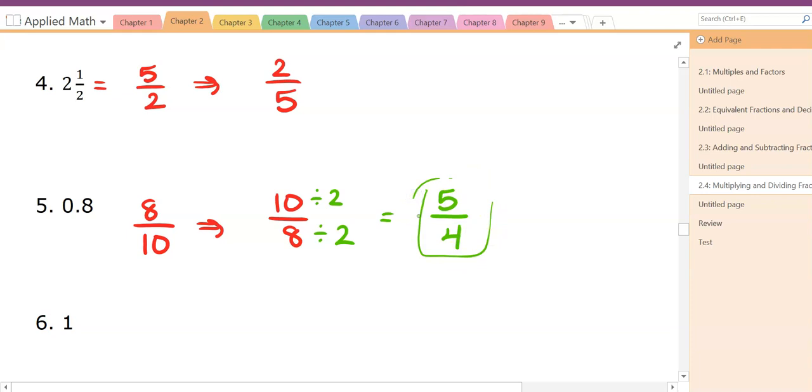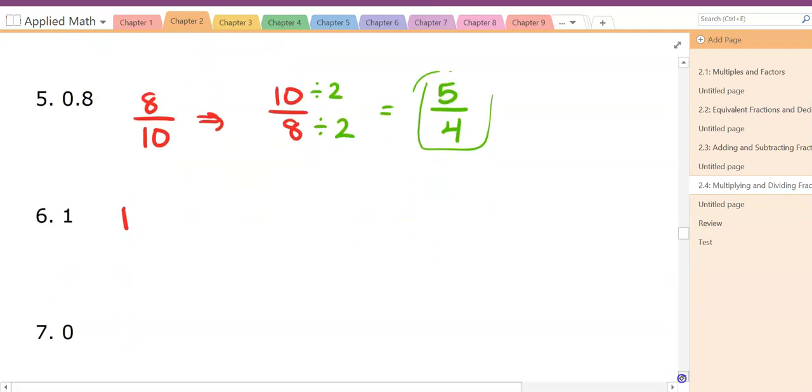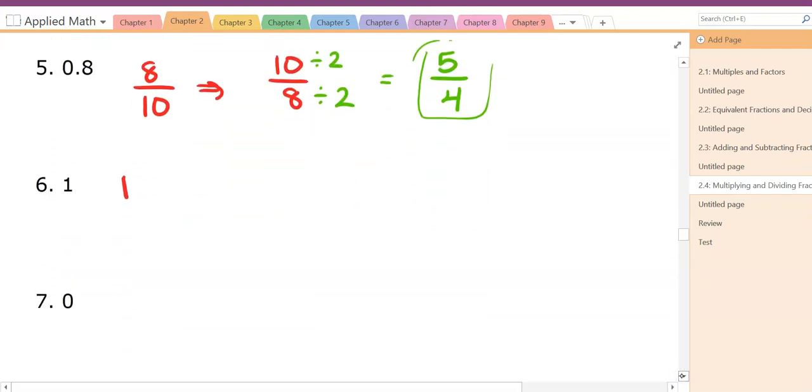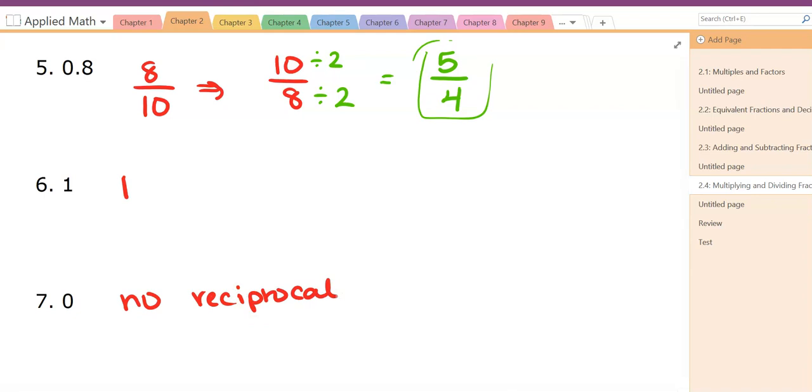What would be the reciprocal of 1? 1. How about 0? 0 actually doesn't have a reciprocal, technically. So we would say no reciprocal for this one. Because you can't write 0 as a fraction, because 0 over 1 would just still be 0. So it doesn't matter how many times you try to do that, it's just not going to work for us.